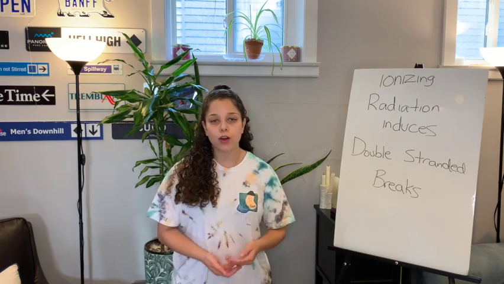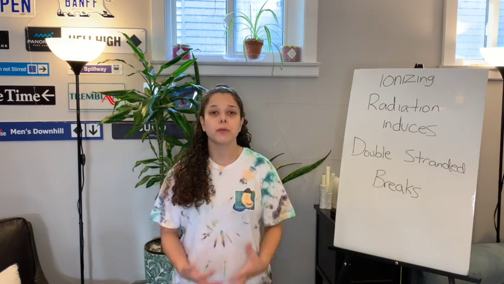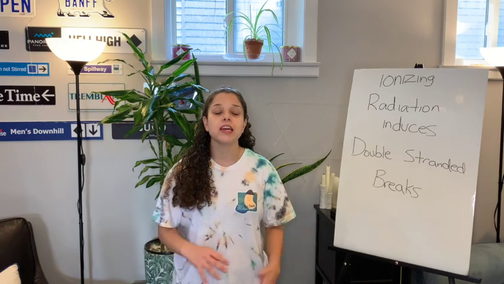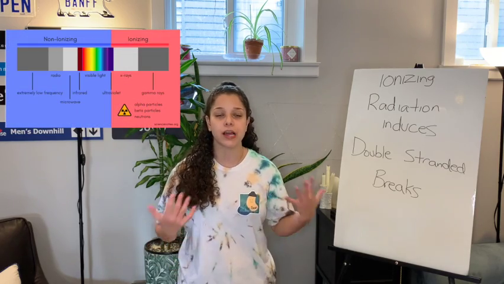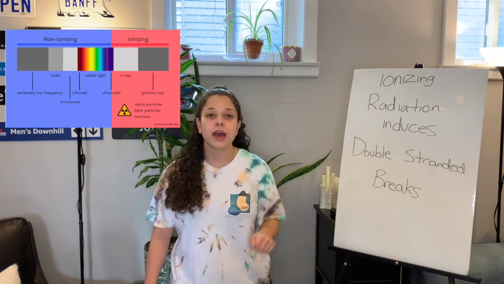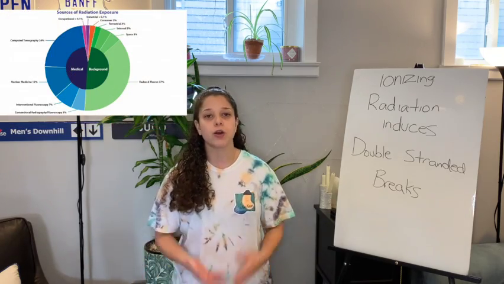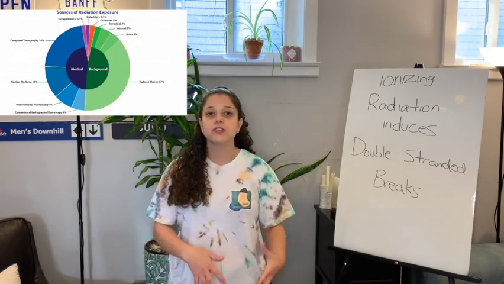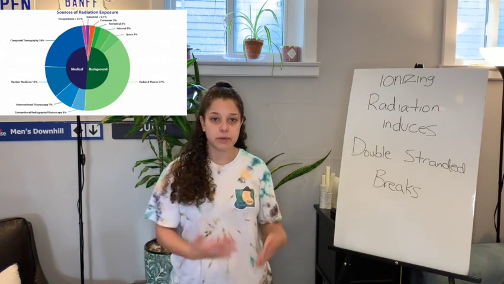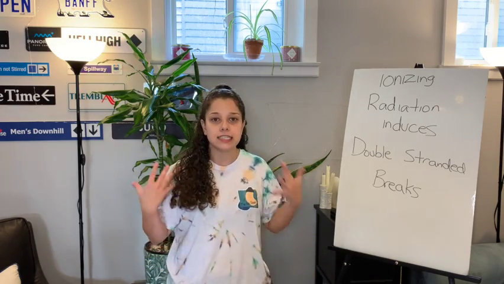This is a topic that I've already discussed in a previous video: ionizing radiation can induce double-stranded breaks within the DNA. Ionizing radiation comes from the high energy portion of the light spectrum, going from the very end of the visible light spectrum all the way to gamma rays. It is in the environment all around us, in X-rays, through the sun, and a variety of different chemicals that we're exposed to on a day-to-day basis.